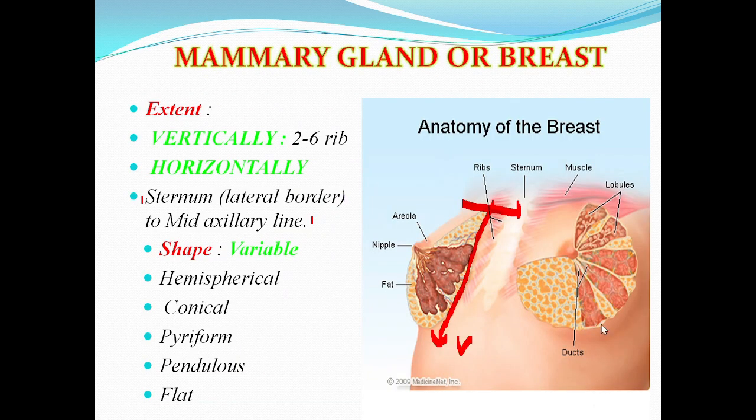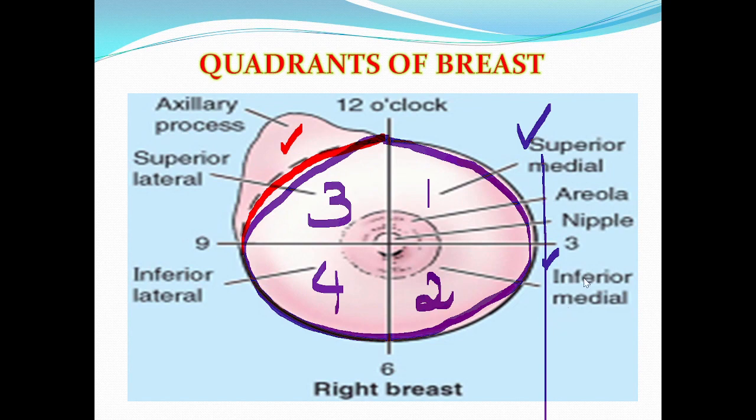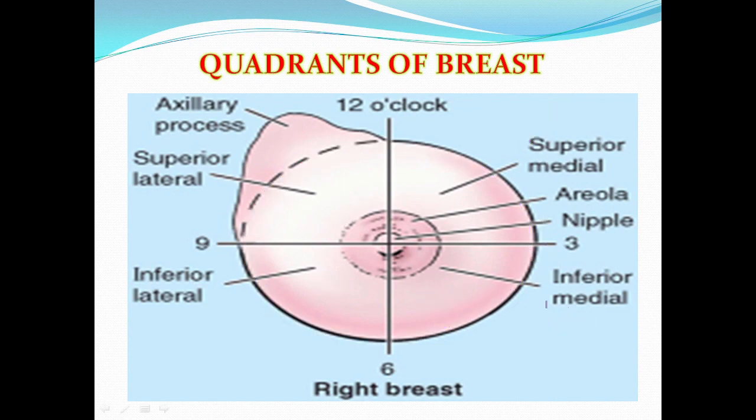The same diagram you can look at over here. Now when you see the quadrants, automatically this becomes what? Superomedial. What will this become? This will become the inferomedial. This will become what? Superolateral. This will become what? Inferolateral quadrants, because we are going to take the landmark of the sternum in the midline, to be remembered. So with that I am done with the quadrants also.